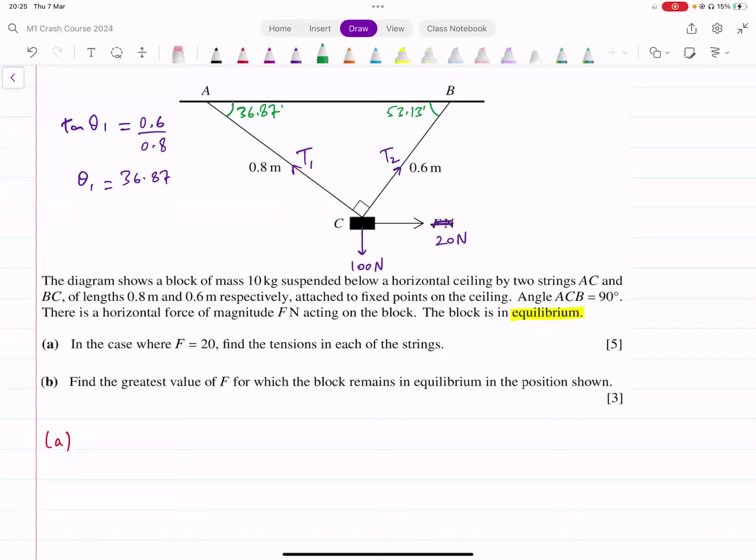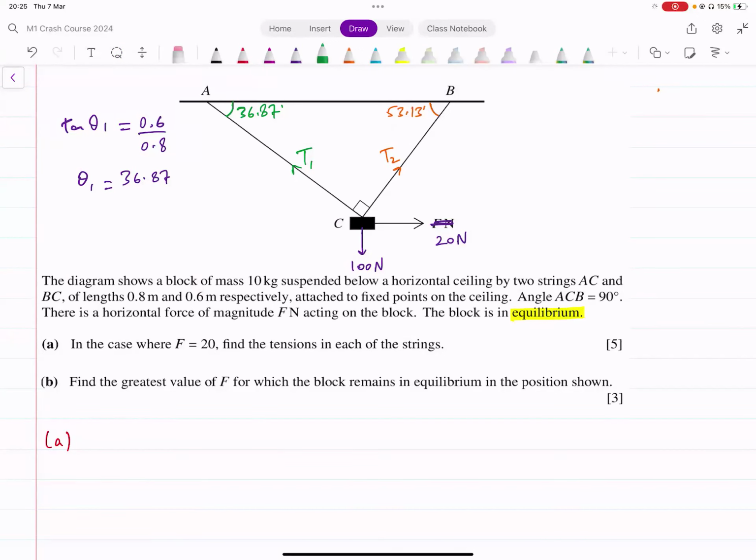We have found the angles. What do we do now? We can just resolve these forces now. T1 and T2, I'm going to get rid of those lengths from there because they're no longer needed. This is T1 and this is T2. Okay, let's resolve T1 first.